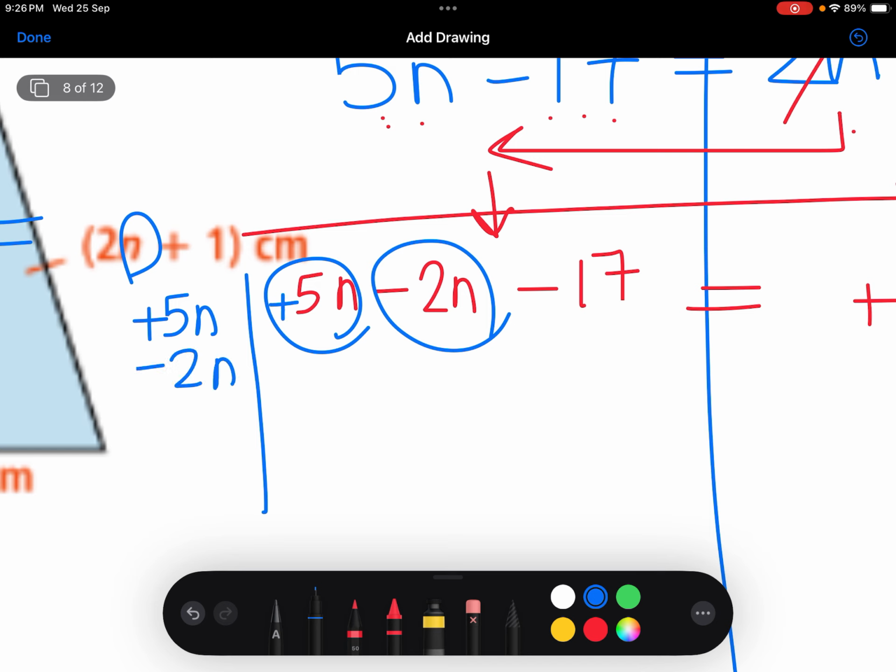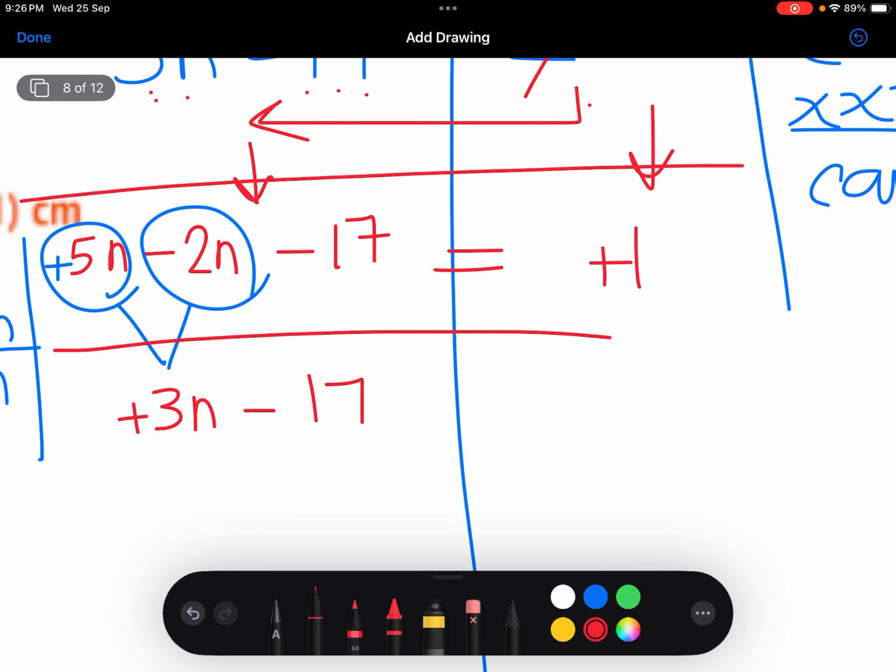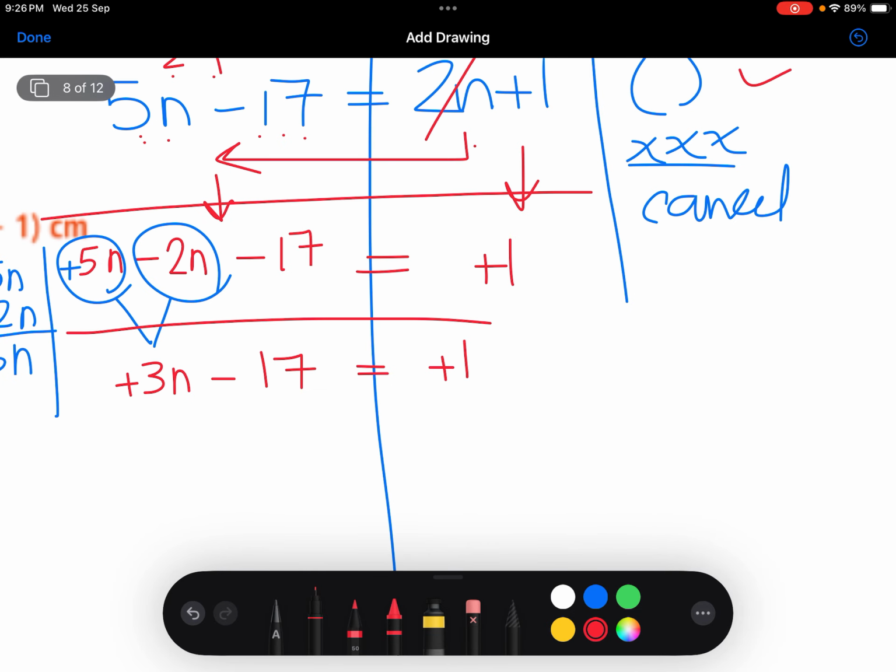2n negative. Yalla, different signs, then subtract. 5 minus 2 is 3. n, you take the sign of the 5, positive. So these together will give me what? 3n positive. Rewrite your equation. Negative 17 equals positive 1. Yep. Since I have now one variable, then I can start cancelling.